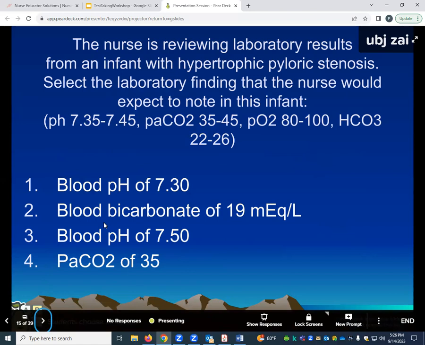And the normal ABGs are pH 7.35 to 7.45, because yay, in next-gen NCLEX, they're going to give you the reference ranges for all your labs. You don't have to memorize them anymore. The partial pressure of CO2, 35 to 45, partial pressure of oxygen, 80 to 100, bicarb, 22 to 26. So what would we expect to note in this infant? A blood pH of 7.3, a bicarb of 19, a pH of 7.5, or a PaCO2 of 35.